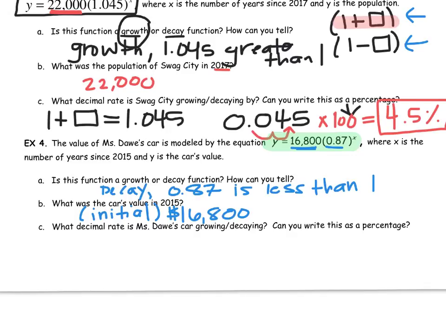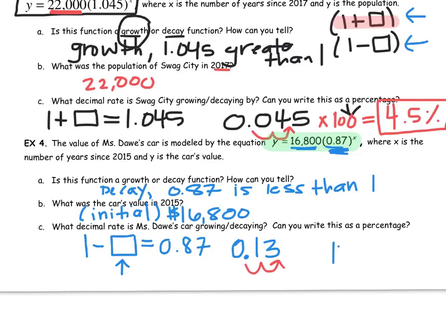And then lastly, what decimal rate is Miss Dawes' car growing or decaying by? So we know it's decay. This is asking essentially this question. I started at $1. Since it's decay, I subtracted something. I ended at this number right here, 0.87. So think about money. If you have 87 cents, how much money did you spend? And the answer is 13 cents. So 0.13. You could put 0.13 if you want. Can you write this as a percentage? Move the decimal place 2 times, and we get 13%.